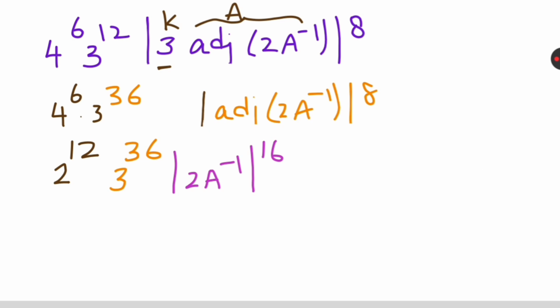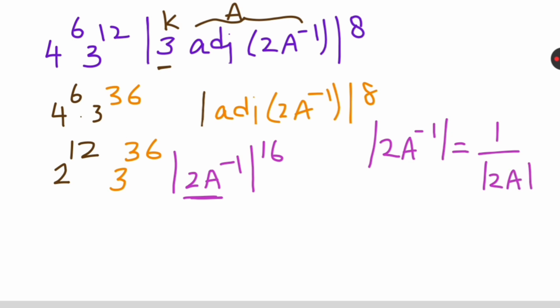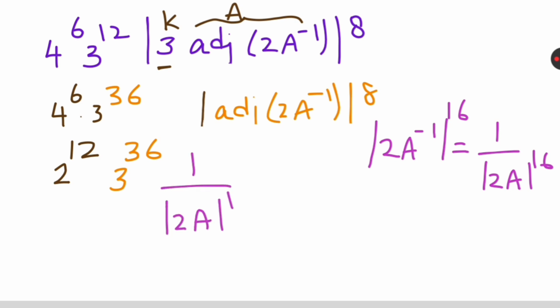So what is our third formula? Determinant of A inverse is equal to 1 over determinant of A. Instead of A inverse, we have 2A inverse. So that's why you have to take 2 here. If you take 2 here, then here also 2 comes. In the power we have a 16. So let's take 16 on both sides. So that means determinant of 2A inverse whole raised to the power of 16, we can write as 1 over determinant of 2A whole raised to the power of 16.